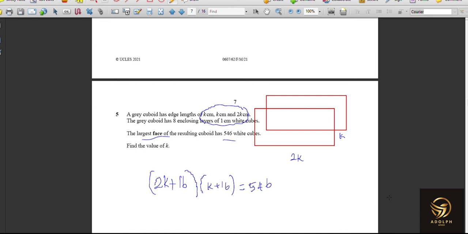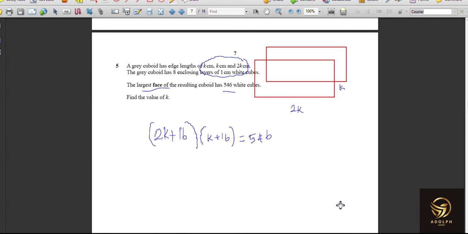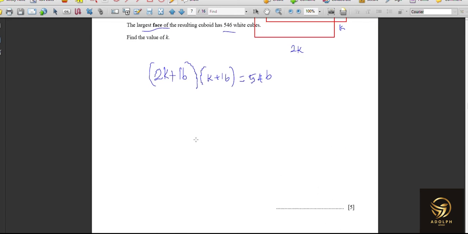So if the base has started with 2k and 8 layers gives 16 additional cubes, and both the 2k and k, so 2k plus 16 and k plus 16 equal to 546. Now if you solve this, you'll get the value of k easily. Now the thing is, how are we going to solve it? You know that very well. You will be expanding this bracket and writing the quadratic equation, and bringing that 546 outside, either by factorizing or by using the quadratic formula. You will be solving it.